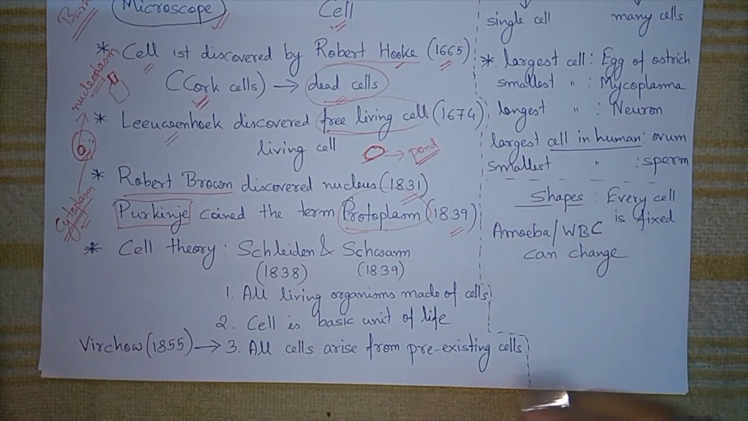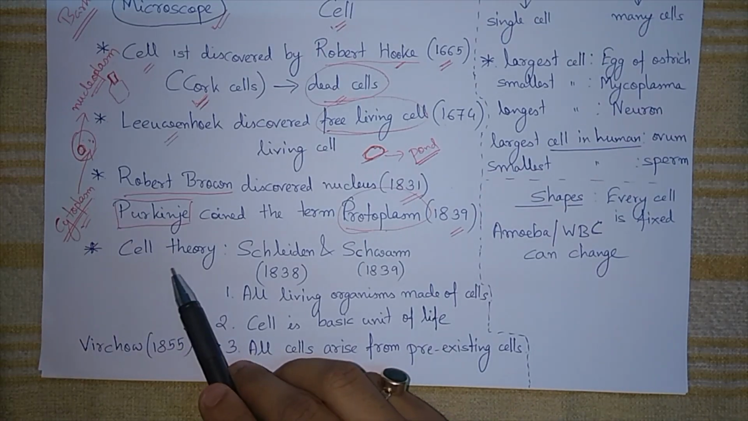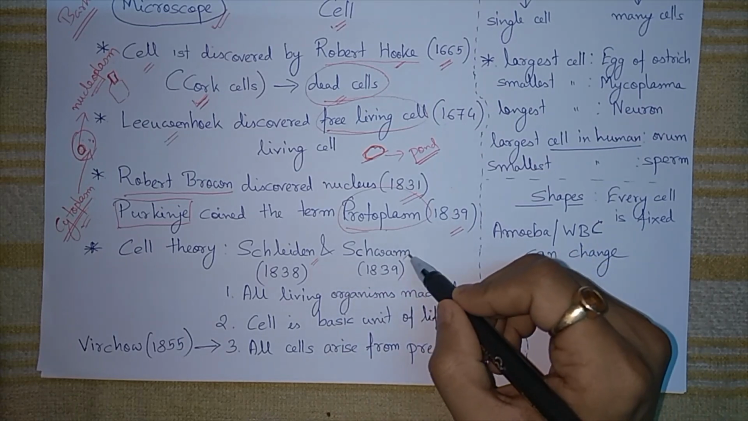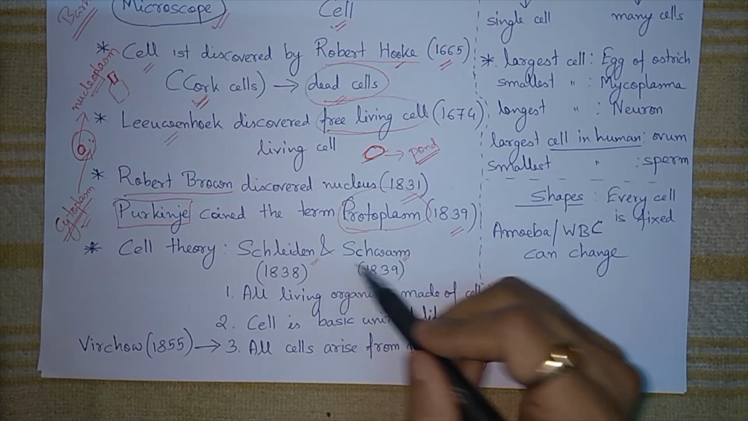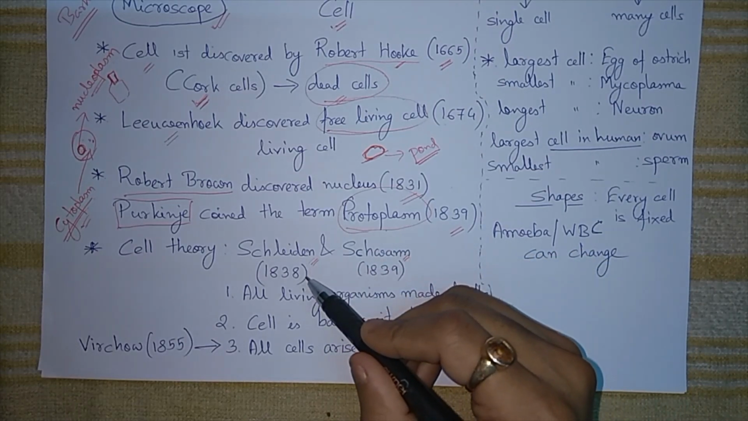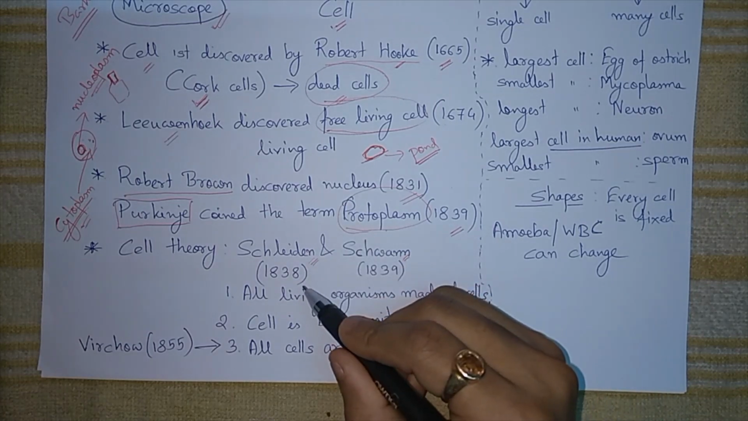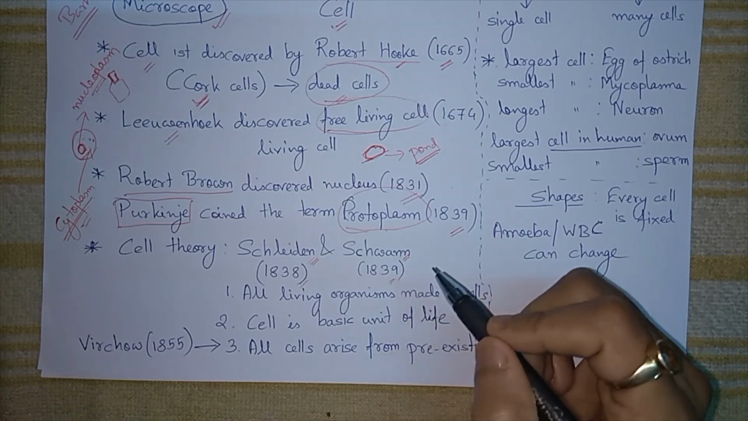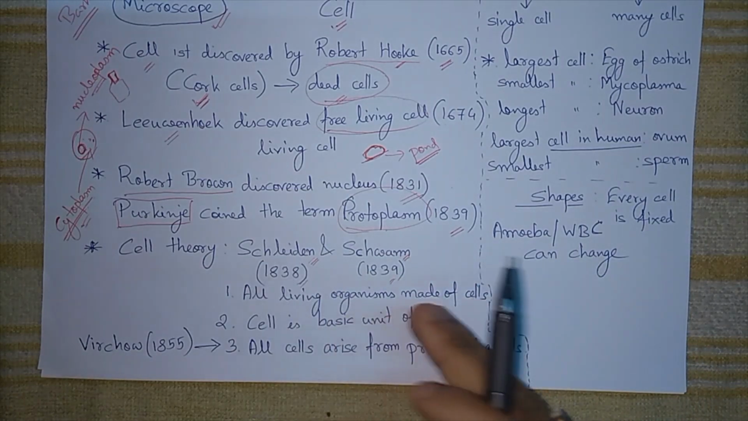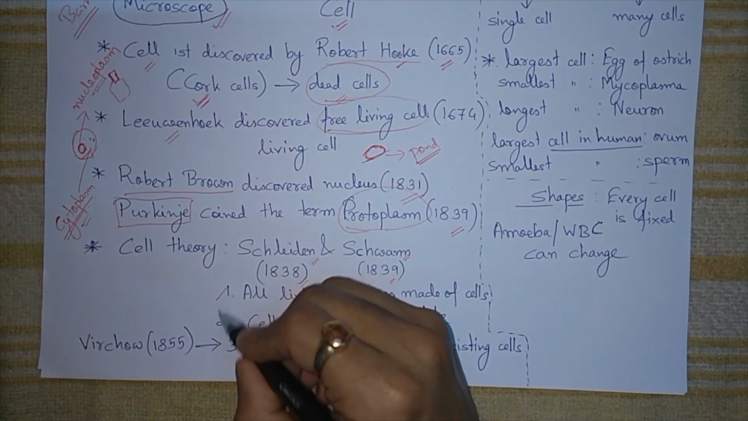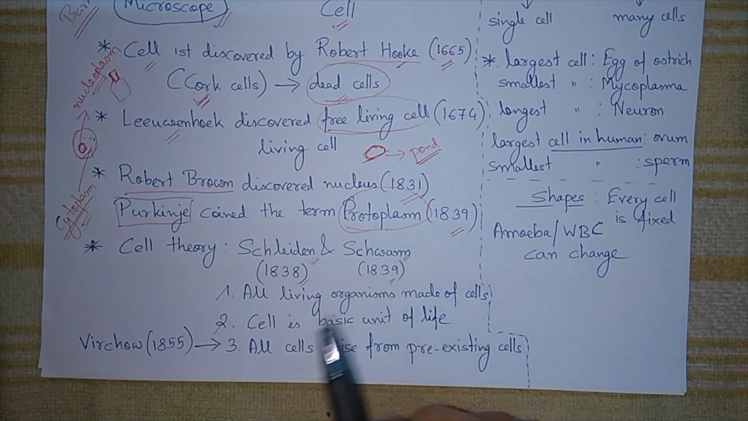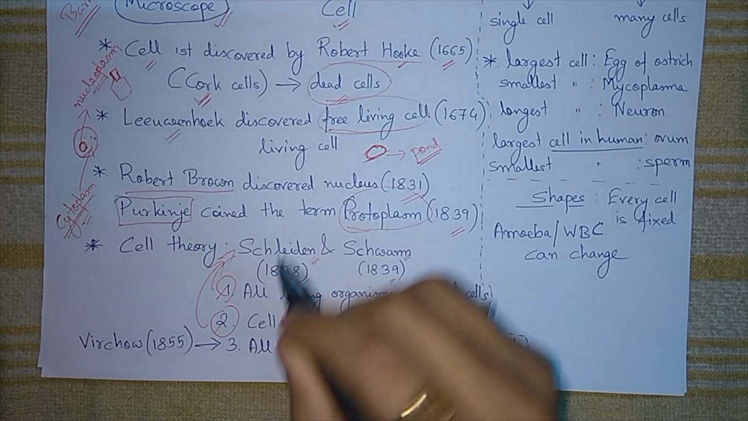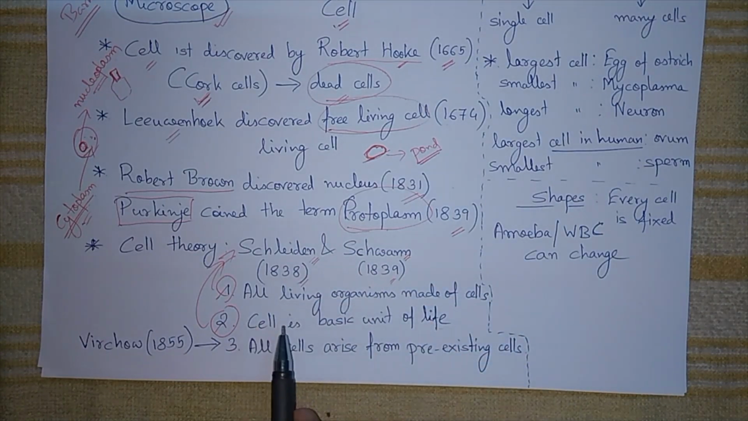Next we have cell theory. Cell theory was given by two scientists, Schleiden and Schwann. They were biologists. Schleiden gave his contribution in the year 1838, and Schwann in 1839. Together they gave 2 points. Remember, Schleiden and Schwann gave only 2 points. What are these 2 points?